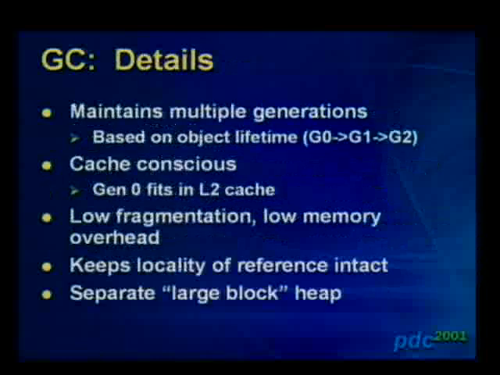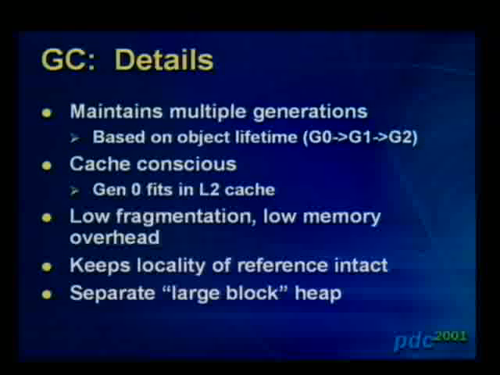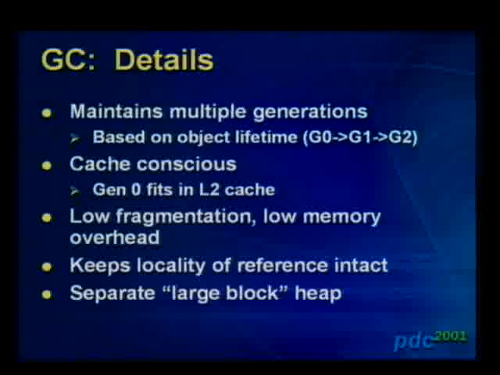I mentioned the multiple generation aspect already. Our GC maintains Gen 0, Gen 1, and Gen 2 based on the lifetime of the object. All allocations are done on the Gen 0 heap. Those objects may not live for a very long time, in which case the GC collects those objects, and anything that lives beyond the Gen 0 collection gets promoted to Gen 1.